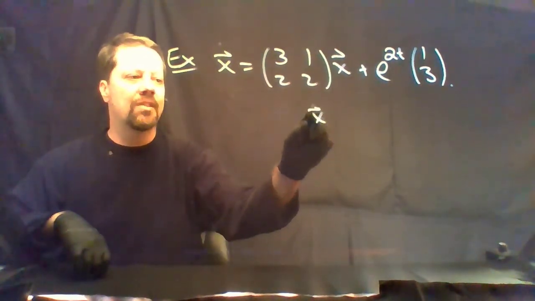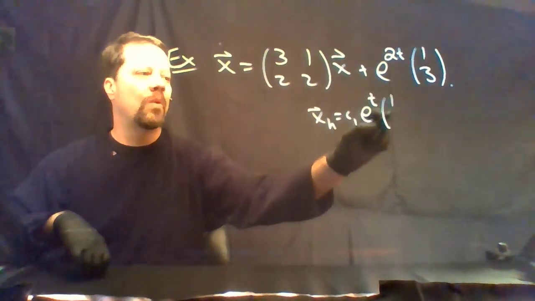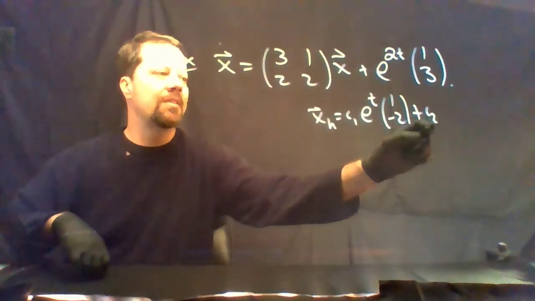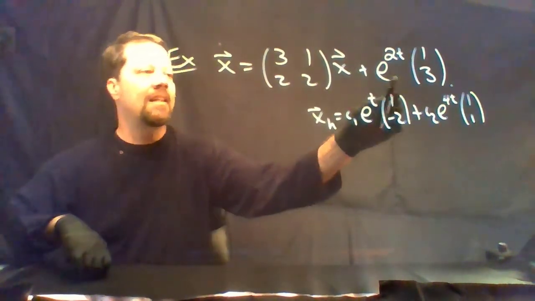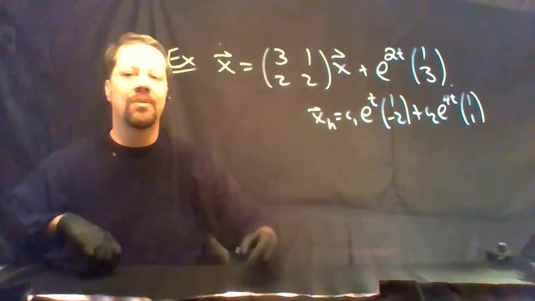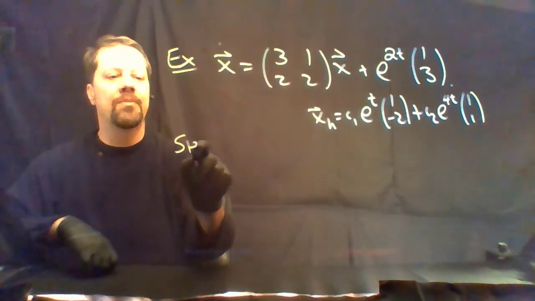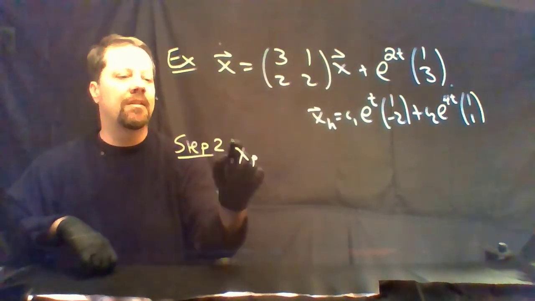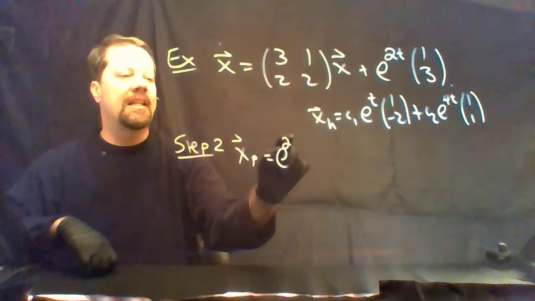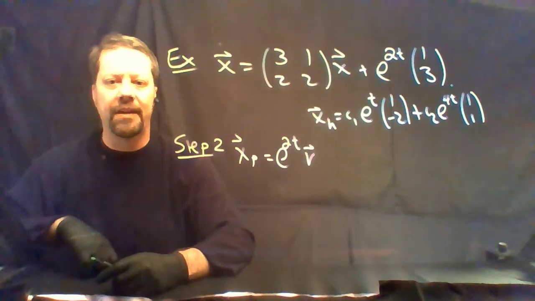With a homogeneous solution, c1 e to the t 1, negative 2 plus c2 e to the 4t 1, 1, we see that e to the 2t has nothing to do with the homogeneous solution. So in step 2, we are free to make the guess that a particular solution has the form e to the 2t times some vector v, where we know nothing about the vector v at this point.